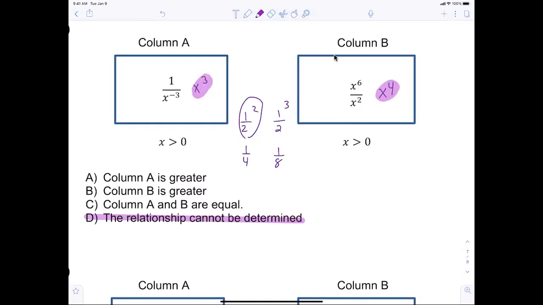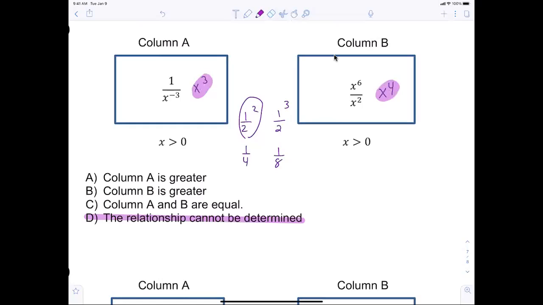I really want you to sit down now, stop, concentrate on what I'm telling you. If you want to be a thinker, that's what you have to understand. If you want to do well on SAT and ACT tests, that's what you're up against. It appears as though column B is bigger because x to the 4th sounds bigger than x to the 3rd. But it all depends on what x is.